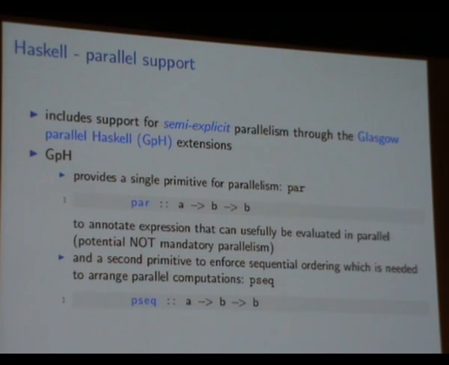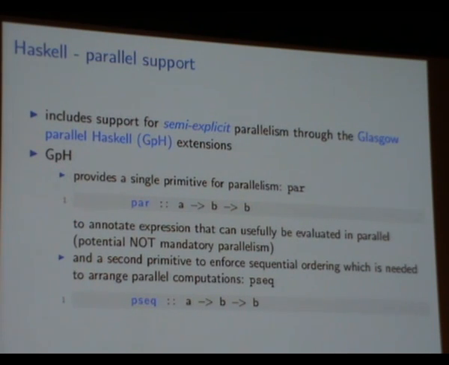In terms of parallel support, in Haskell first, Haskell provides support for semi-explicit parallelism through the Glasgow Parallel Haskell extension. GPH extends the GHC compiler by providing two basic primitives, one for parallel composition and a second one for sequential composition. The first one, par, is just a primitive function. It takes two arguments, and it marks the first argument to be potentially evaluated in parallel with the second argument.